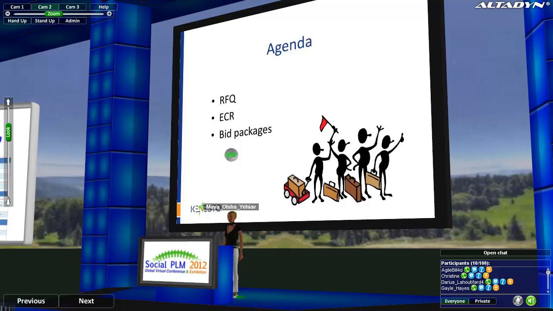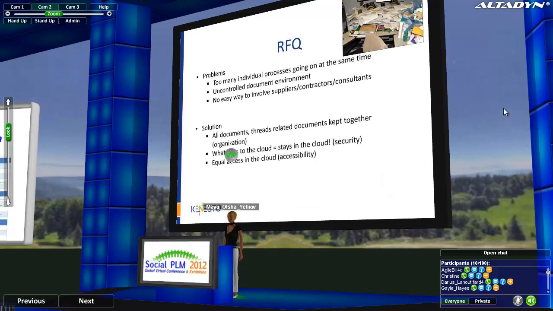We're going to talk about the RFQ, then we're going to talk briefly about the ECR and the bid packages. I'm going to mention some common problems that we heard out there when we were doing our market research, and then I'm briefly gonna show how Kenesto might solve these problems and help manage all the business processes. So we're gonna start with the RFQ.